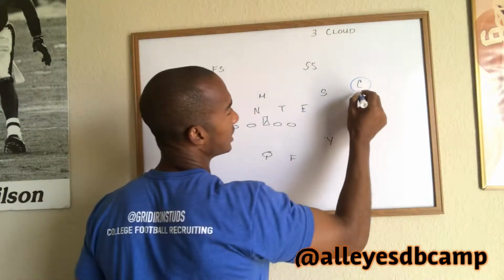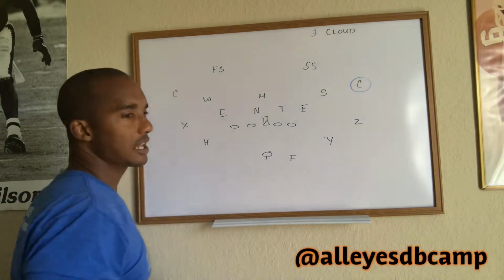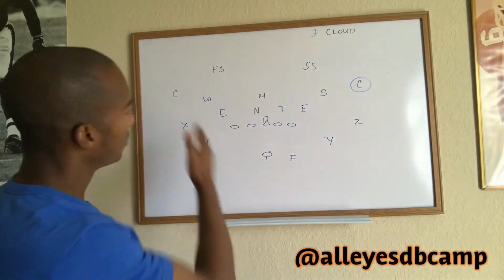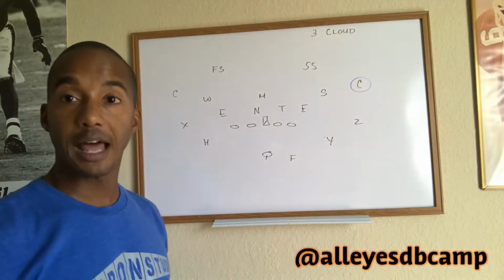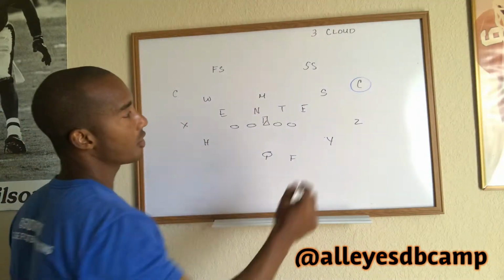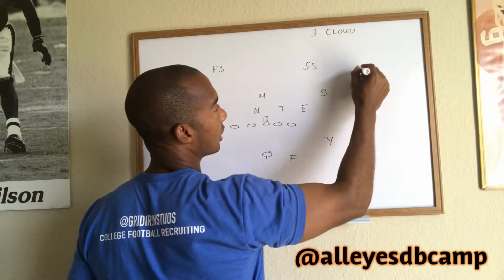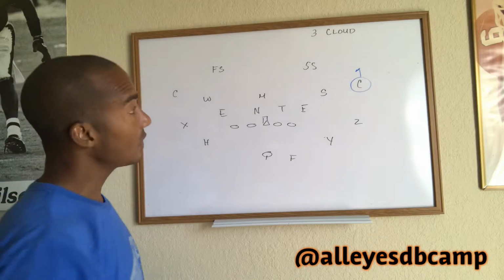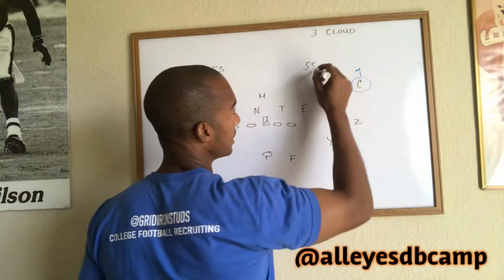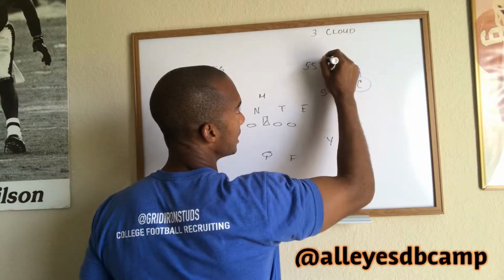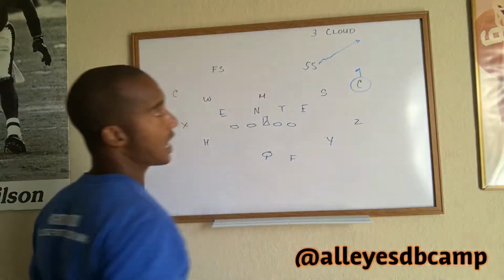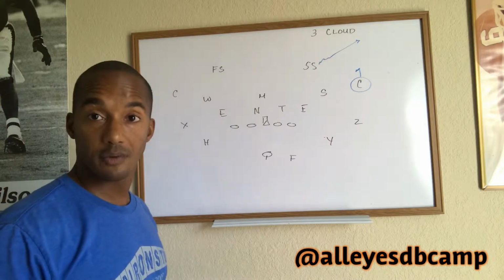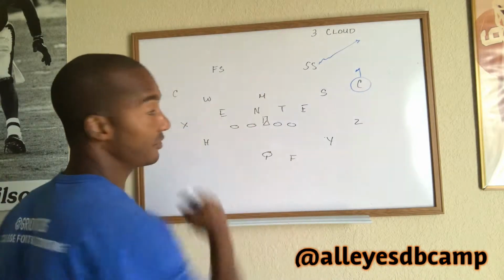And 3 cloud means that this corner now, regularly in cover 3, this corner would have a deep third, as would the corner on the weak side. In 3 cloud, however, the corner on this side is going to be a rolled up corner, which means he's just going to be hanging out right there in the flat. And now why we call it cover 3 is because this strong safety is going to buzz and run over the top. He's going to have that deep outside third that the corner would have in a regular cover 3 coverage, where there's one safety in the middle.